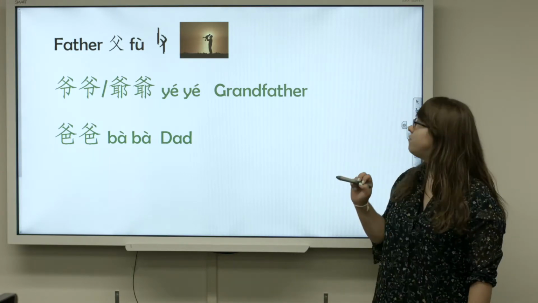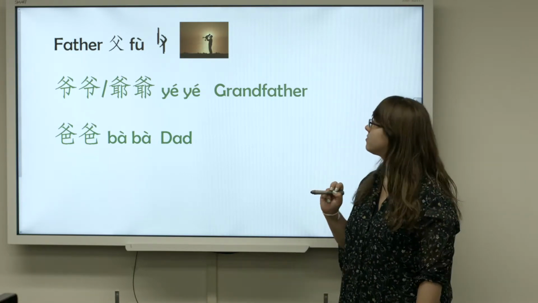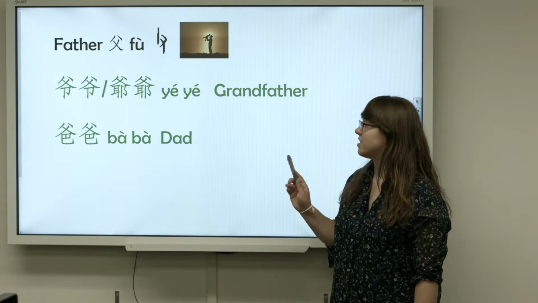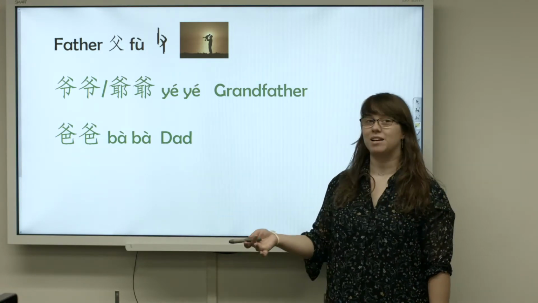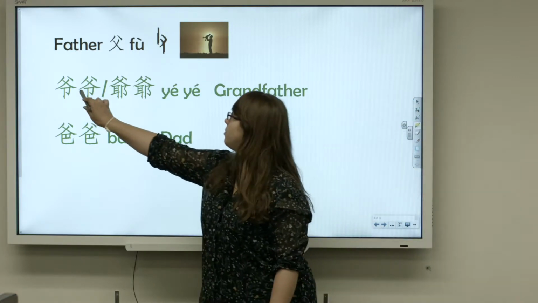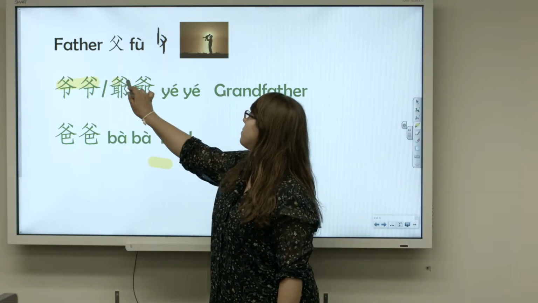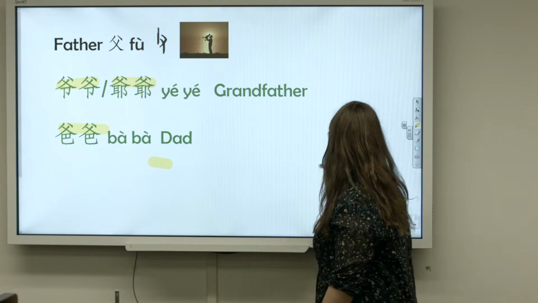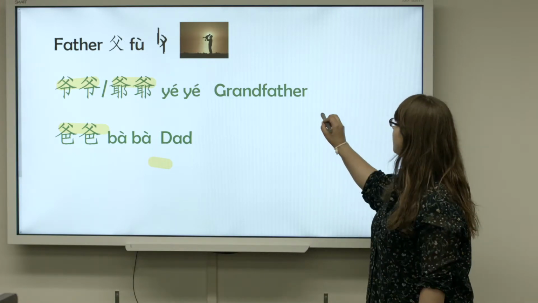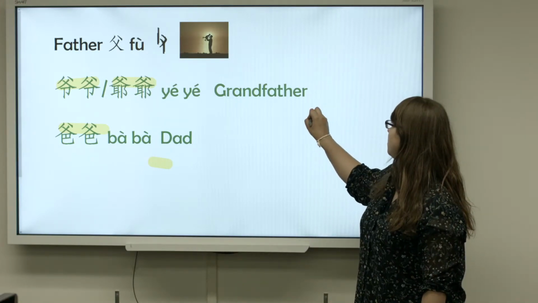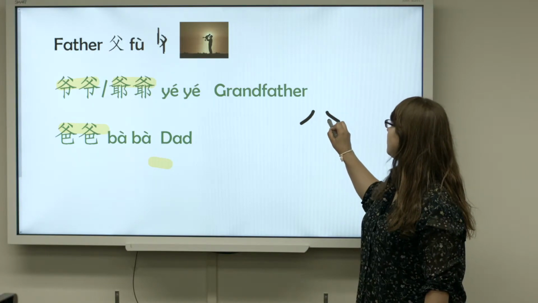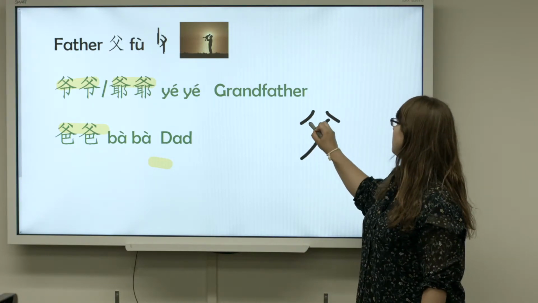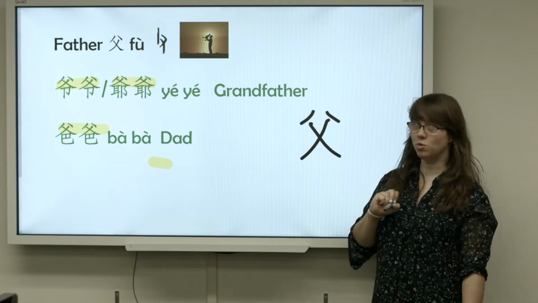Next, we have 父, meaning father. This can be found in characters like 爷爷, meaning grandpa, or 爸爸, meaning dad. Both instances, it's found on the top of the character. Let's give it a try. You start with the 撇, and then the dian, and then 撇, na, 父.